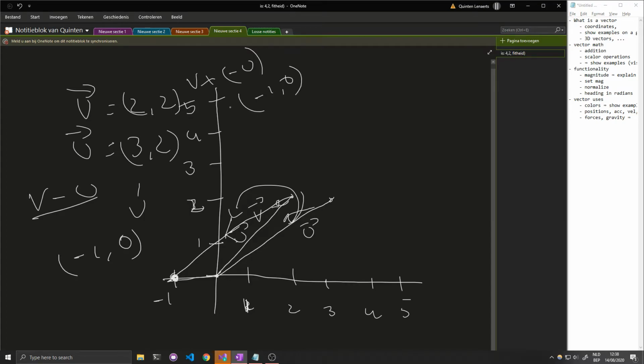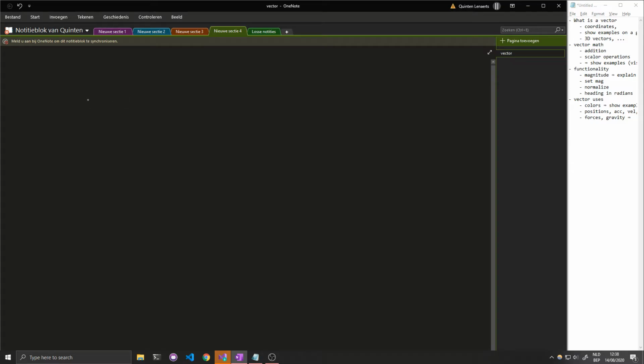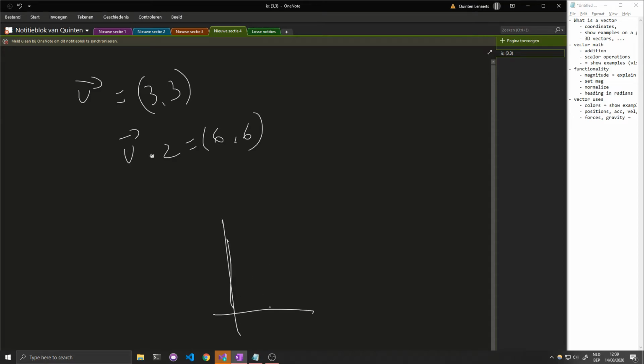Then we can also perform scalar operations on vectors. These are also very simple. Imagine you have a vector with components 3, 3. What you can do is multiply this vector by 2, for example. And what this does is it just scales the vector, so you end up with a vector of 6, 6. Right, this makes sense. We can also visualize this quite easily.